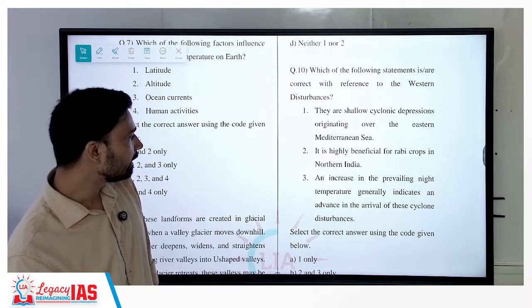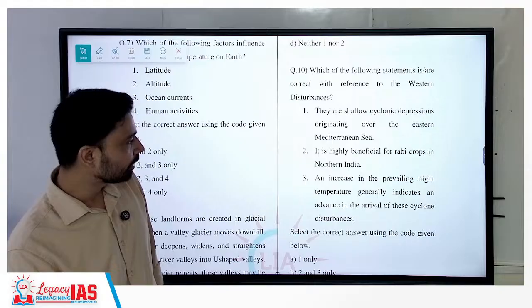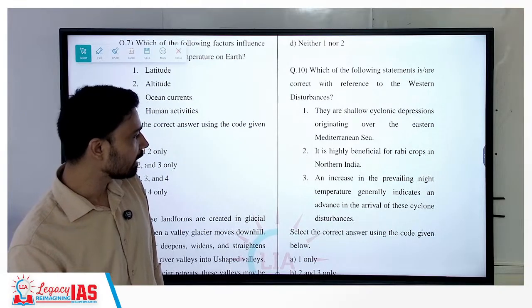Then, an increase in the prevailing night temperature generally indicates an advance in the arrival of these cyclonic disturbances.